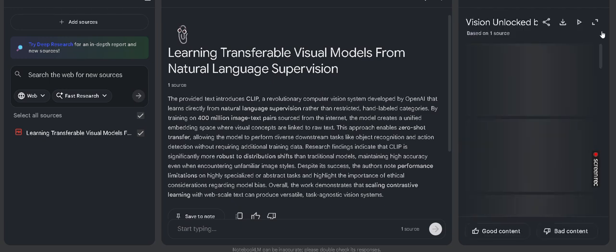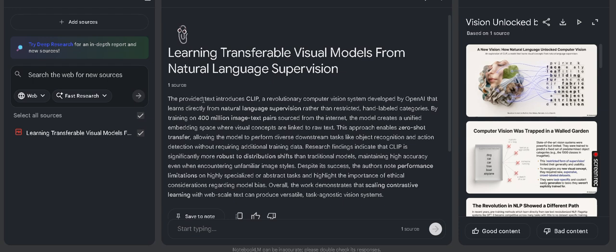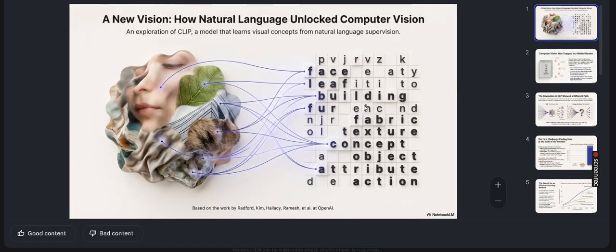You see the summary that it generated: a revolutionary computer vision system developed by OpenAI that learns directly from natural language supervision rather than restricted hand-labeled categories, by training on 400 million image-text pairs sourced from the internet. In the embedding space, the visual concepts are related to raw text, and zero-shot transfer lets the model perform diverse object recognition and action recognition without requiring additional training data. Okay, all right, so see, the whole summary of the paper is written, and these are the slides. See how pretty they are.